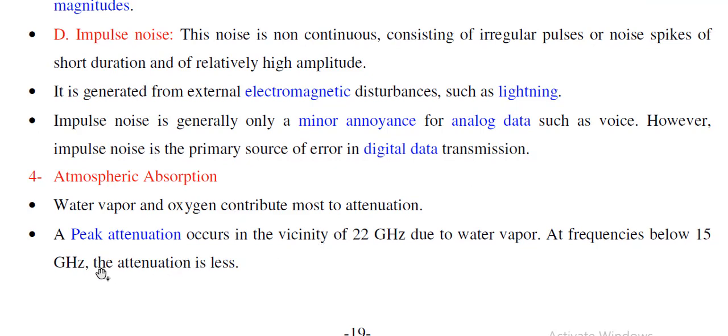Another type of noise or of impairment is the atmospheric absorption, which means that the signal will get absorbed totally by the atmosphere. Here it was noticed experimentally that in the vicinity of 22 gigahertz the signal might get attenuated or absorbed due to water vapor. If we have vapor or water vapor in the air, we might have what we call an atmospheric absorption.